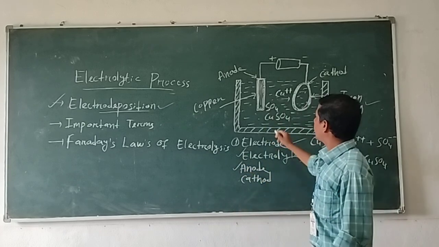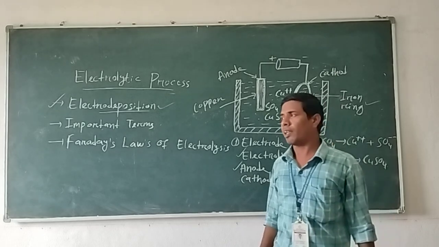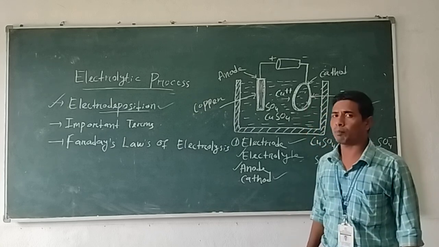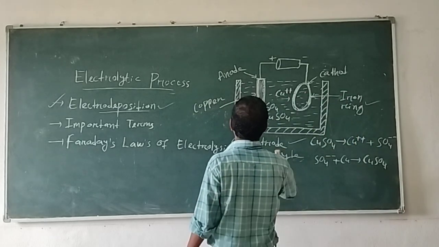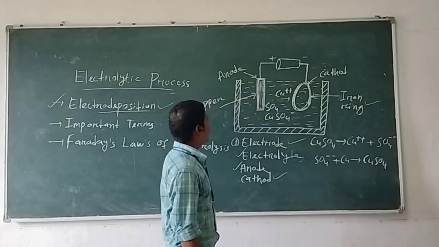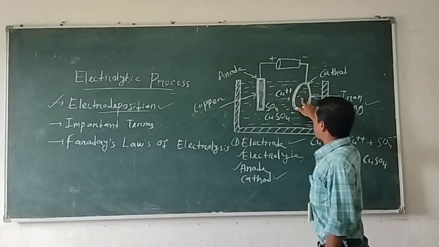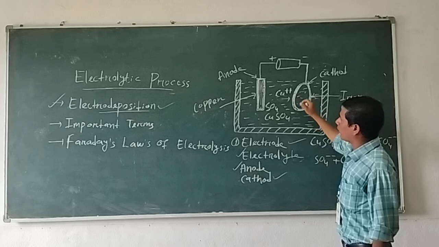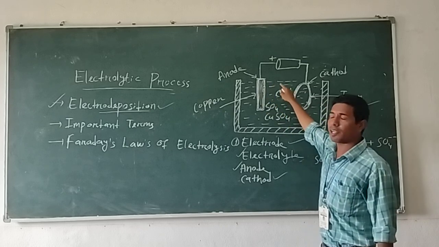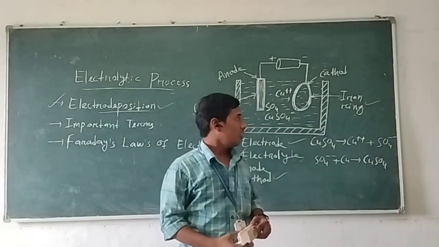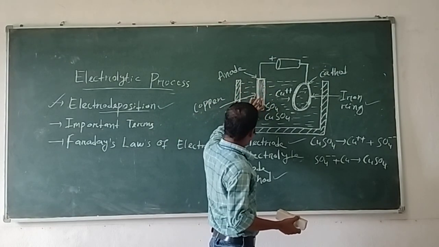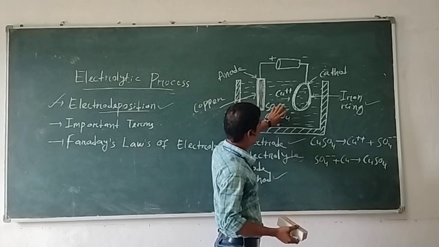Anode: the positive rod or plate is called the anode and the negative rod or plate is called the cathode. In this example, we have taken a copper bar and an iron ring. Our aim is to coat this iron ring with a copper layer. So in this process, we supply positive to the anode and negative to the iron ring. When we supply the battery, we have taken the electrolyte as CuSO4.